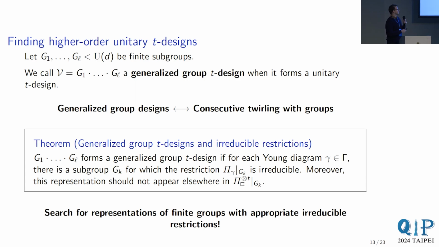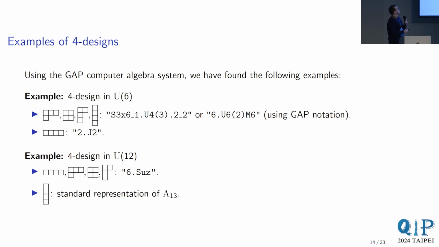And there is a theorem related to generalized group T designs, which is that this product forms a generalized group T design if for each Young diagram gamma, there is a subgroup for which the restriction to this subgroup of pi gamma is irreducible. Moreover, this representation should not appear elsewhere in the decomposition. And we need to search for representations of finite groups with these appropriate irreducible restrictions. And we have found several examples. Two of them are here.